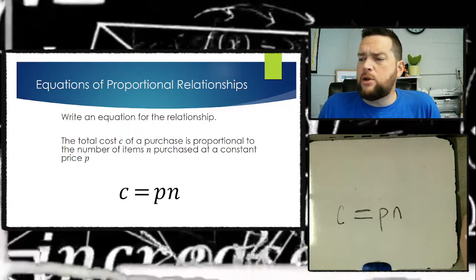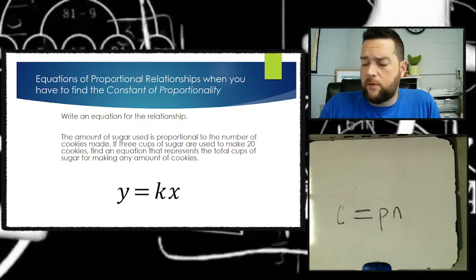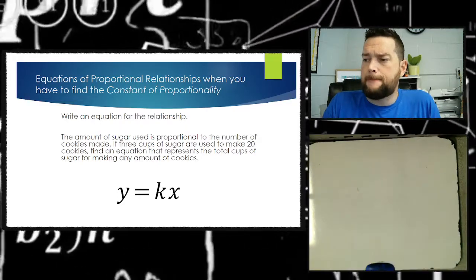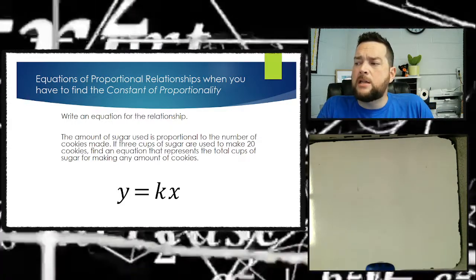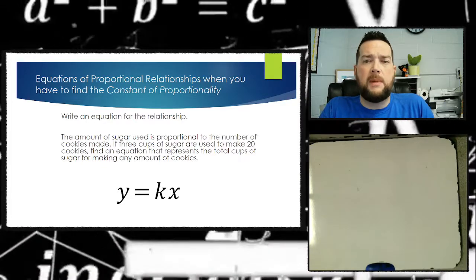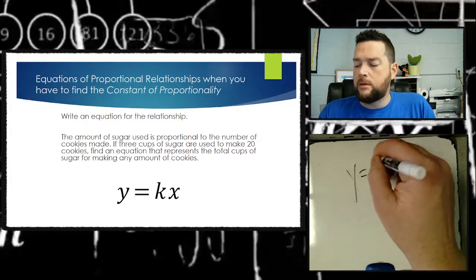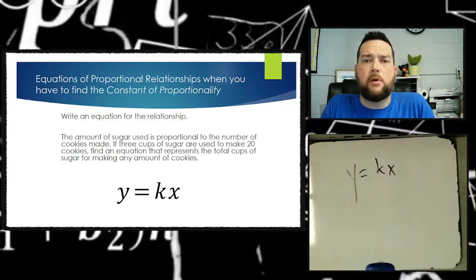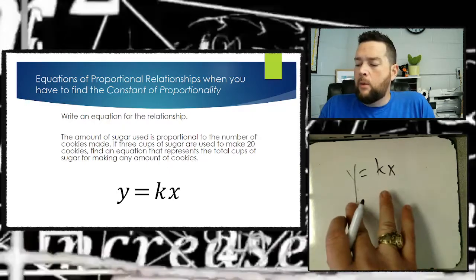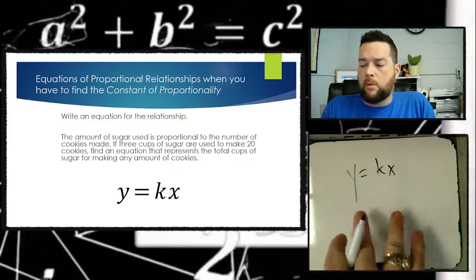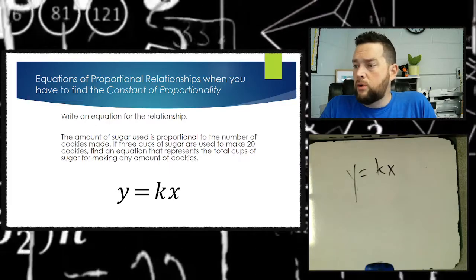All right, now let's get to some word problems that have numbers instead of just variables for the constant of proportionality especially. Look at this first sentence. It says, the amount of sugar used is proportional to the number of cookies made. Now I want you to stop right there, and I want you to write an equation starting with your standard equation for a proportional relationship, because we see the keywords proportional to. I want you to start with a standard equation for a proportional relationship, y equals kx, just like that. Then we're going to go to the problem.